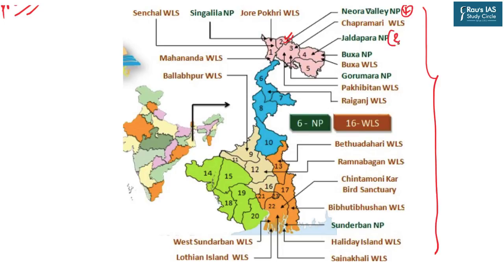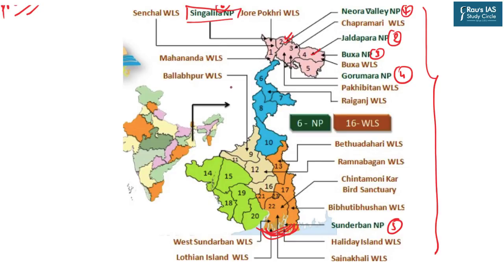Second is the Jaldapara National Park, again in north or northeastern region, and nearby it is the Buxa National Park. Further, in this very region, we also have the Gorumara National Park. In the southern West Bengal state, everyone knows this, we have Sundarban National Park. And further, one national park in the northern areas remaining, that is Singalila National Park. So there are 6 national parks in the state of West Bengal.